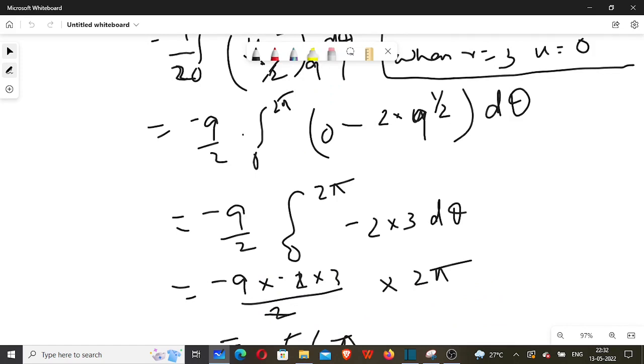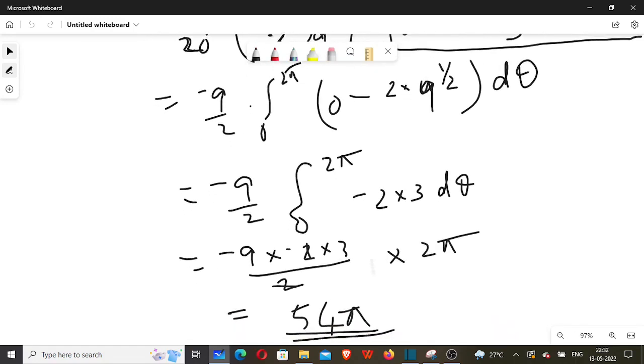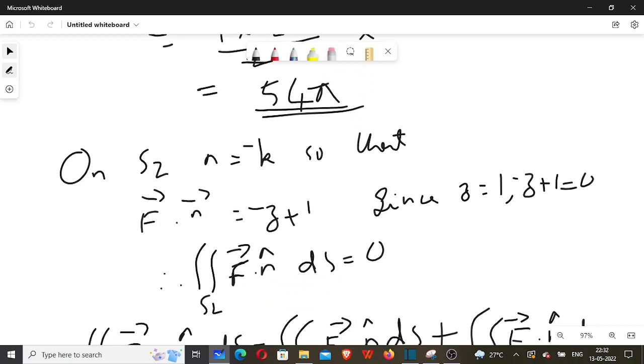When we substitute the limits, it becomes 0 minus 2 into 9 raised to half, d theta, which is equal to minus 9 by 2 integral 0 to 2 pi minus 2 into 3, where 9 raised to half is 3, d theta. Integral 0 to 2 pi d theta is theta within the limits 0 to 2 pi, so the value is 2 pi. So we multiply minus 9 by 2, minus 2, into 3, into 2 pi. So it becomes 54 pi.